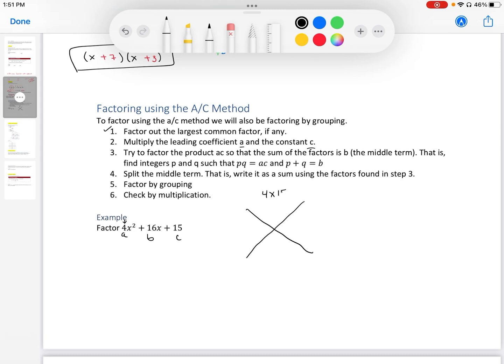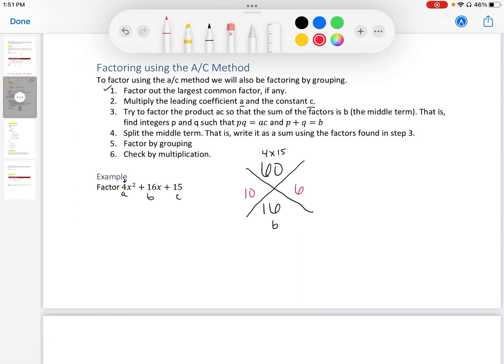4 times 15 is 60. And you want to look for numbers that multiply to give you 60, but add to give you 16. It seems like 10 and 6 work. You want to replace it with your middle term. So you now have 4x squared plus 10x plus 6x plus 15. Notice you didn't actually change what you were given. You just rewrote it to force a fourth term.